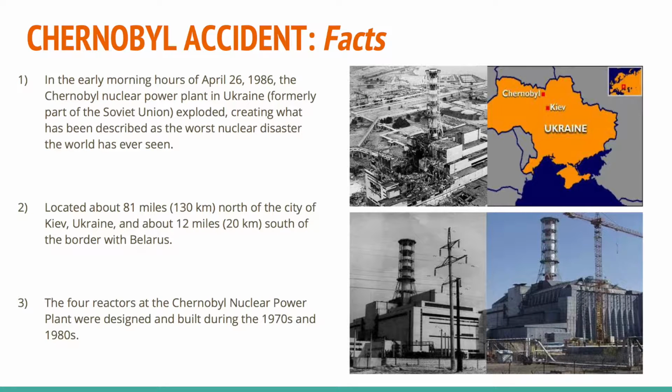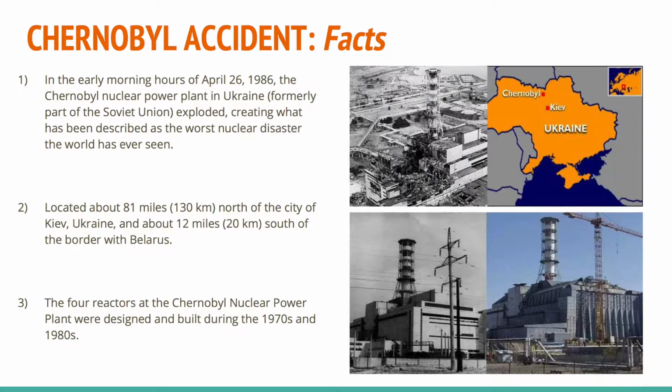In the early morning hours of April 26, 1986, the Chernobyl nuclear power plant in Ukraine, formerly part of the Soviet Union, exploded, creating what has been described as the worst nuclear disaster the world has ever seen. Located about 81 miles north of the city of Kiev, Ukraine, and about 12 miles south of the border with Belarus, Chernobyl was the dream that the Soviet Union wanted to implement in every part of its country. The dream of a powerful nation fueled by nuclear power.